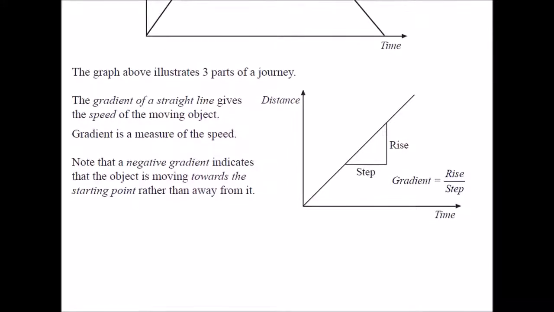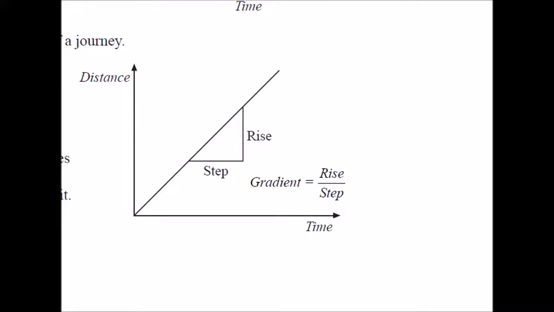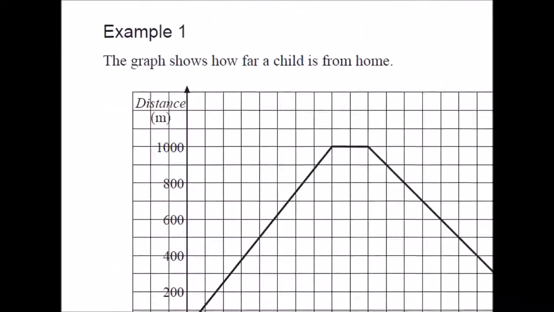I mentioned speed earlier on. If we have a distance time graph like that, we can calculate the speed from it. If we look at the change in distance between any two points, from here to here, the change in distance is like the rise, and we divide that by the time taken, because speed of course is distance divided by time, and we get the speed we're looking for. So we can calculate speed from a graph by doing the rise divided by the step.